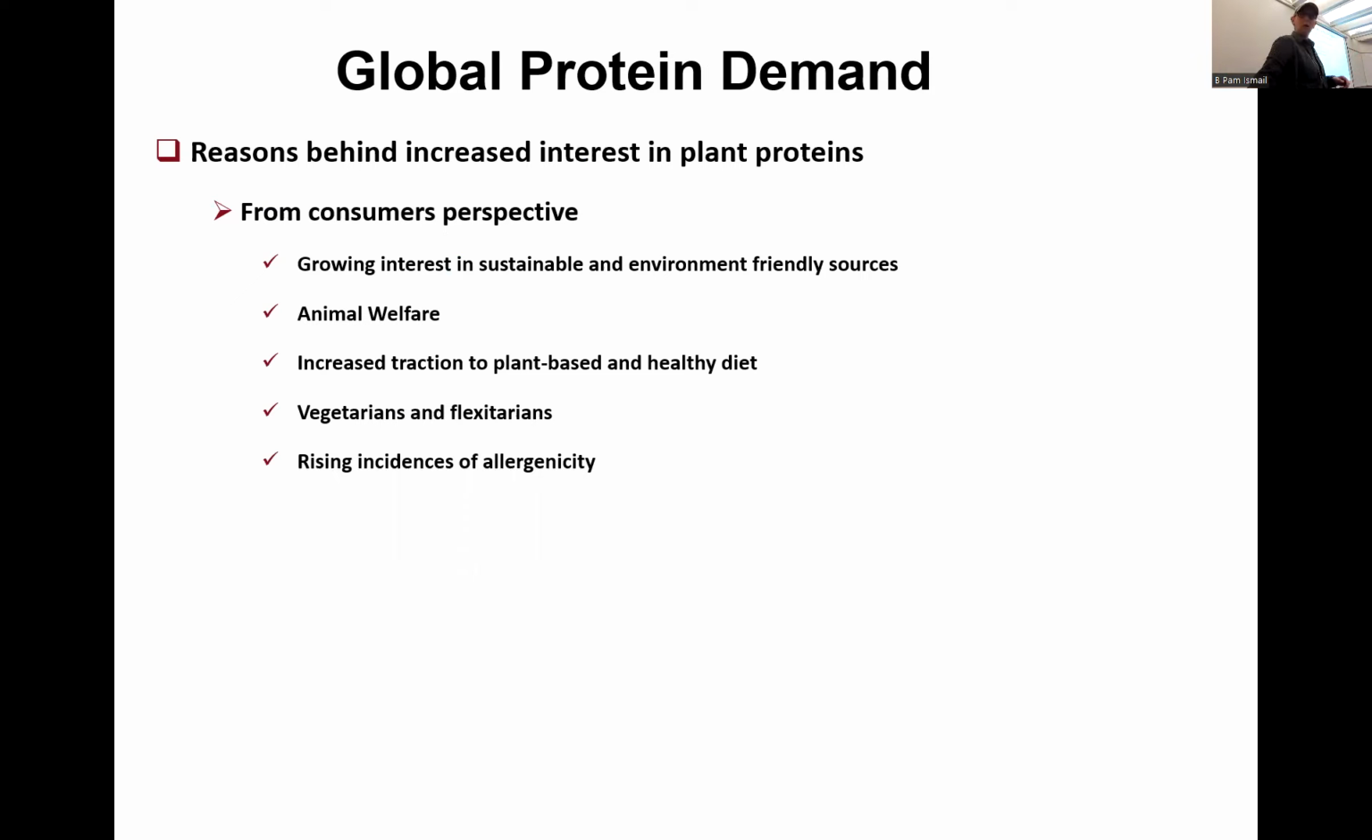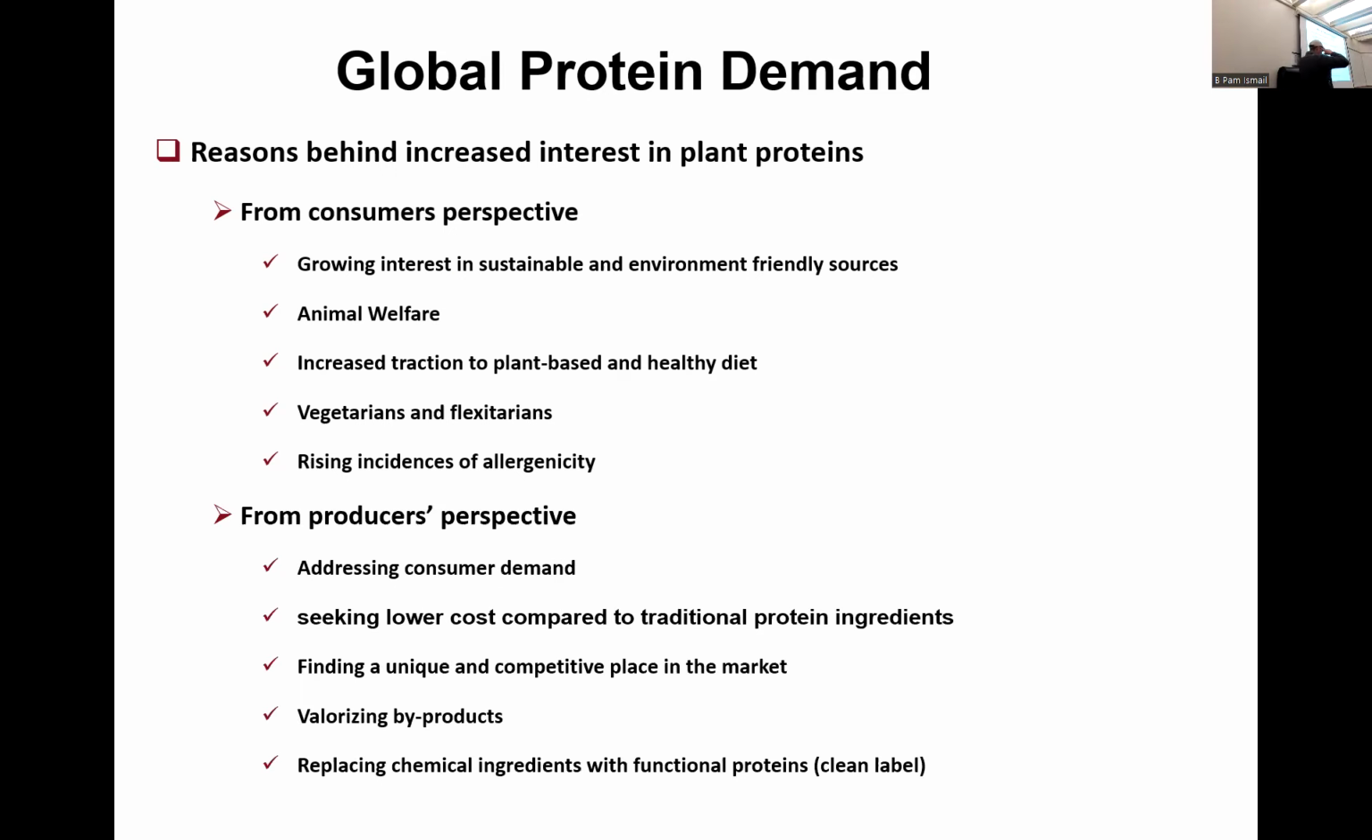And of course, we have the industry perspective. I'll always give you industry examples as we go through this class. So industry is recognizing consumers' change and demand. They want to address the consumers' desire for high protein, plant-based protein, but they also always look at lower cost, that niche in the market, to be competitive. How do we utilize byproducts? Valorizing them means adding value to the byproducts.